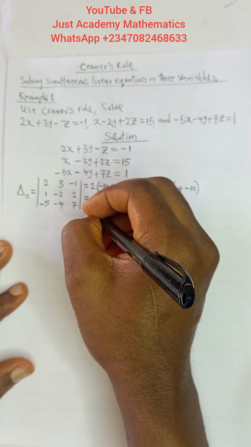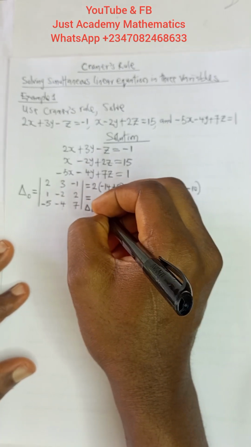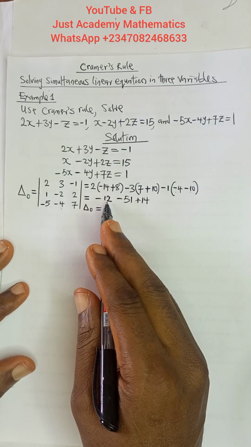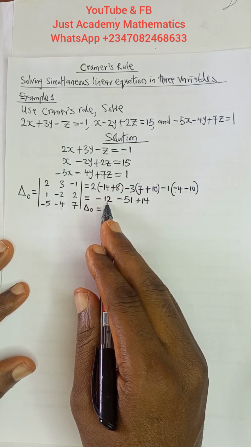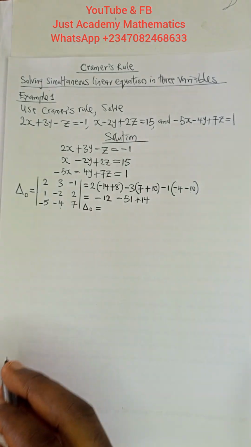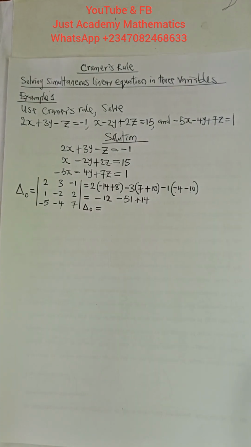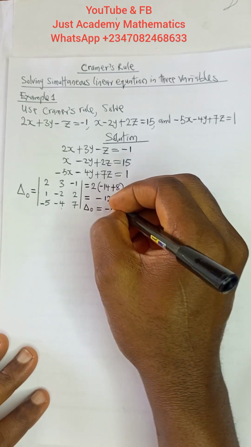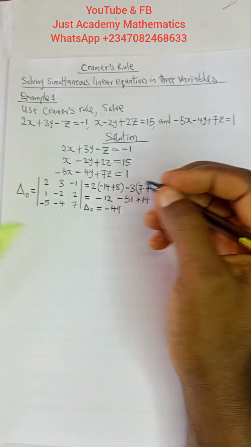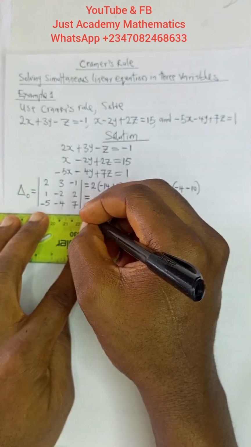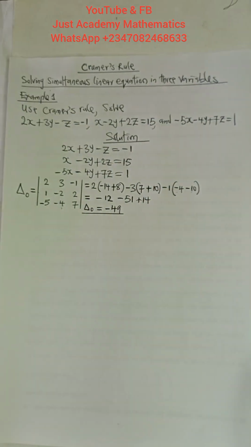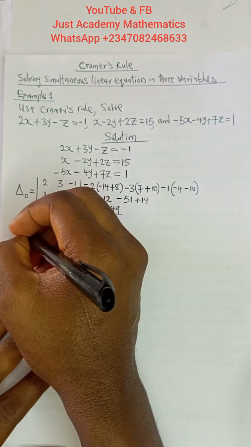So we are concluding that change in 0 is equals to 14 minus 51 minus 12. If you check it in your calculator, 14 minus 51 minus 12 will give us minus 49. So this is change in 0. Done. So the next thing we need to do is to find change in x.